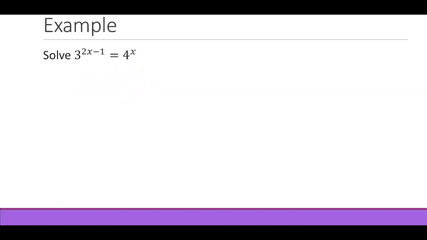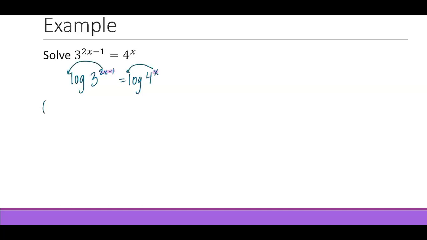So that's out. So what I'm stuck doing is taking either the natural log or the common log of both sides, right? At this point, it doesn't matter. Since last time we did natural log, this time I'll do common log. So log of 3 to the 2x minus 1 and log of 4 to the x. And what this is going to allow me to do is bring those exponents to the front of the logarithm.